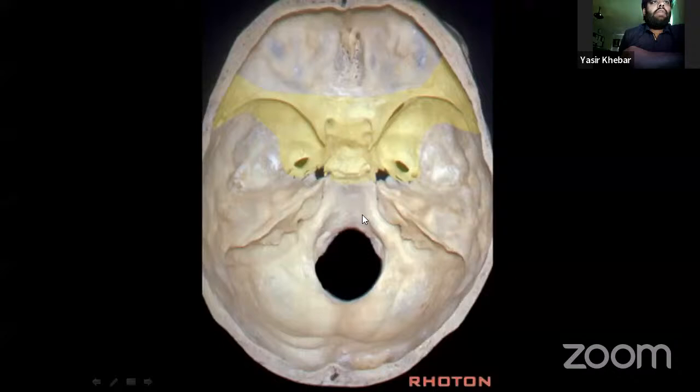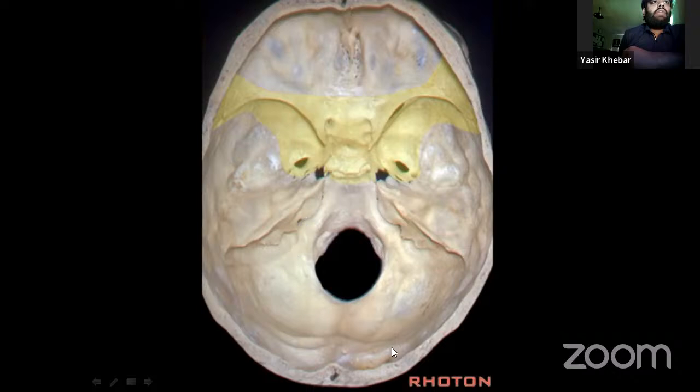Infratentorial means it's lying beneath the tentorium cerebelli. And over the tentorium cerebelli sit the occipital lobe of the brain and a part of the temporal lobe of the brain. The anterior cranial fossa houses the frontal lobe of the brain. The middle cranial fossa houses the temporal lobe of the brain.